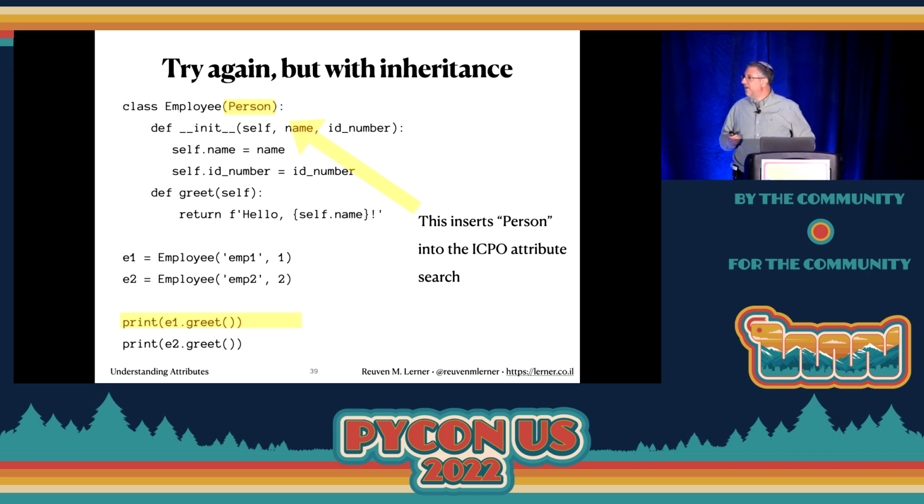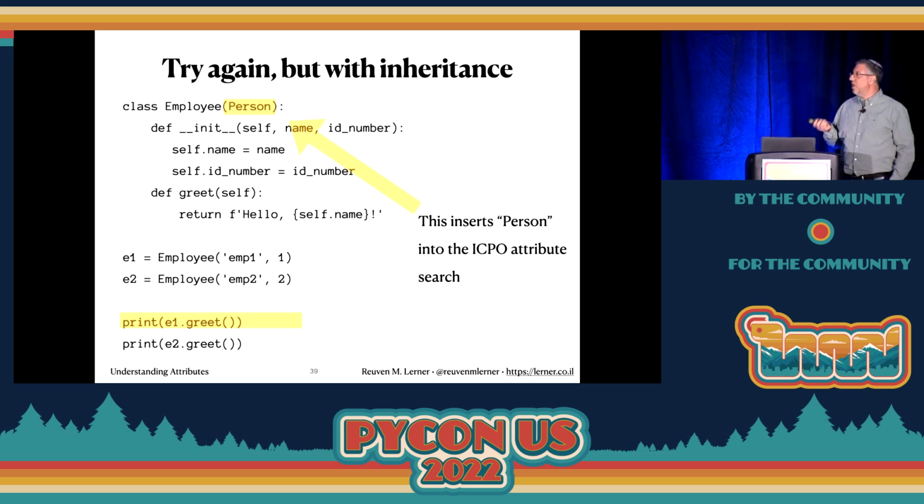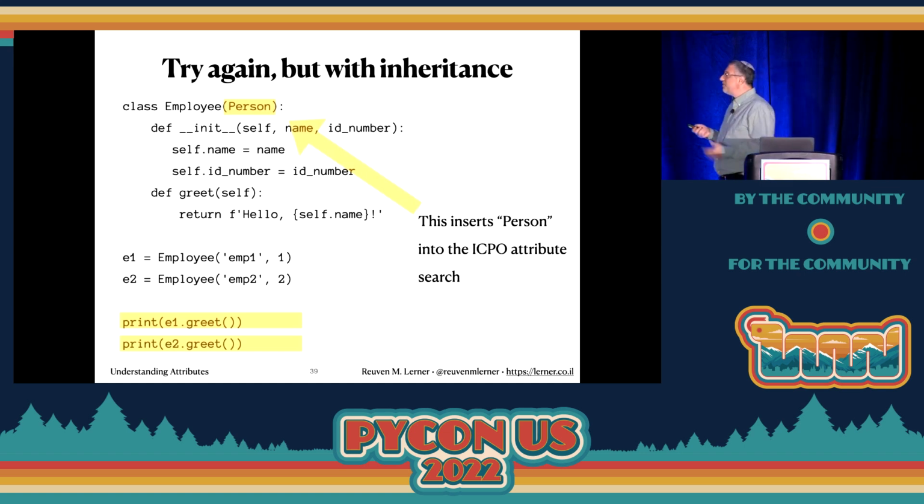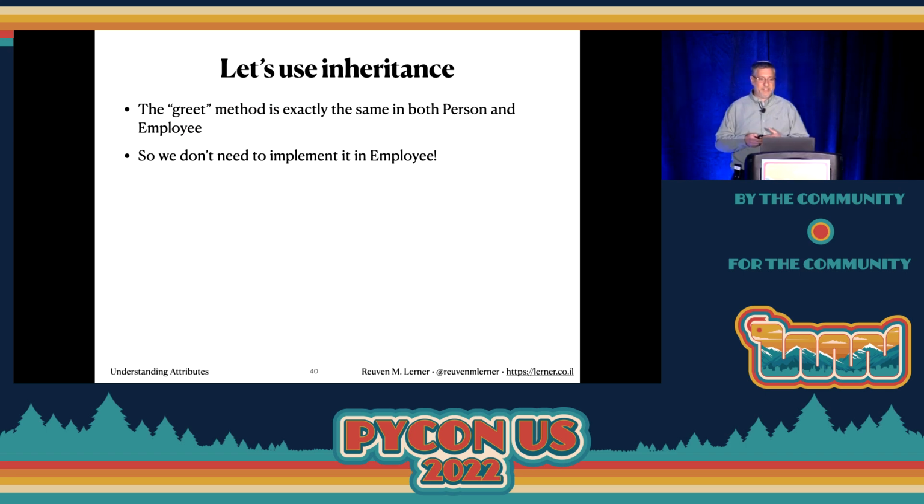And sure enough, now I call e1.greet. What happens? Python says, does e1 have greet? The answer is no. Does its class employee have greet? The answer is yes. End of search. We have accomplished nothing at all through our inheritance. So yes, we inherit from person, but we're not taking advantage of it. So let's take advantage of it now.